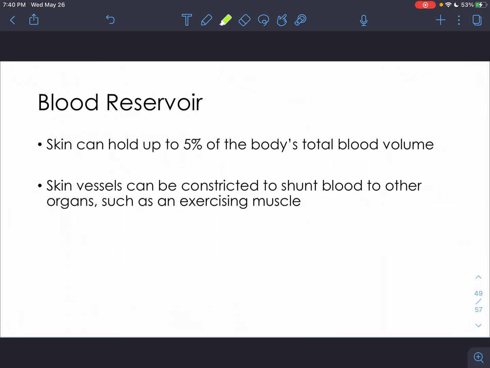Skin is considered a blood reservoir, so it can hold up to 5% of the body's total blood volume, which is quite a bit. And if other organs need blood, the vessels in the skin can be constricted to move blood into other areas of the body. So if you're exercising a specific muscle or something, that tissue is going to need more blood supply. So your skin will constrict its blood vessels so the blood will go elsewhere.